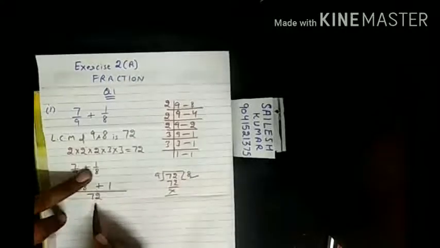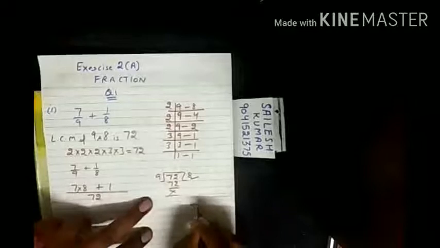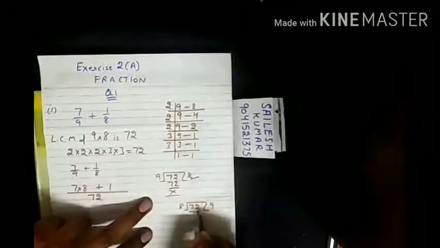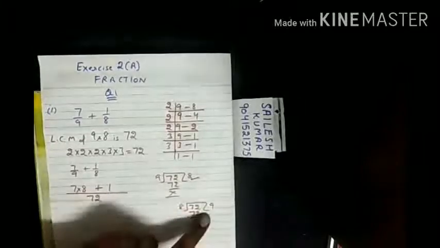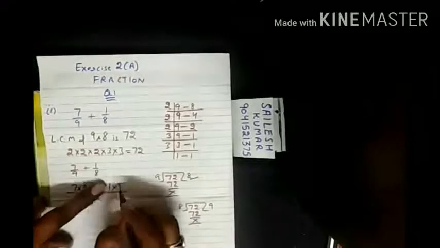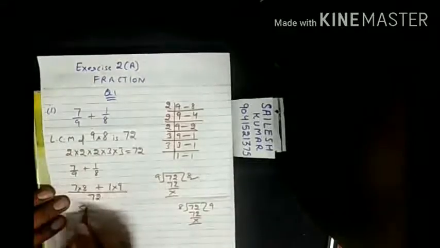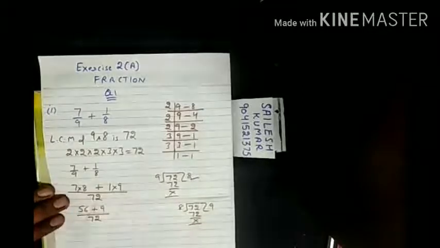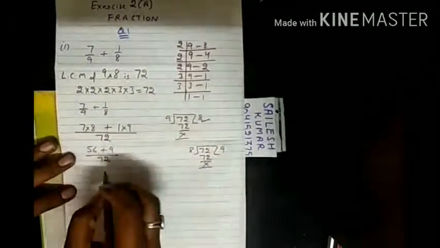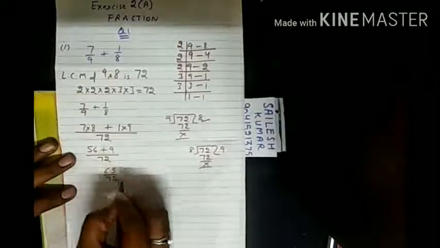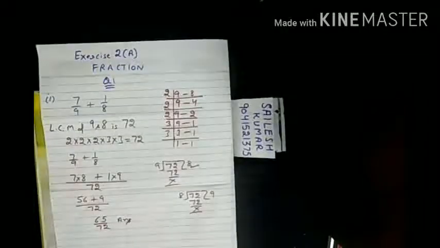Now 72 will be divided by 8. 72 divided by 8, then we are getting 9 in the answer. So 9 will multiply with the numerator, that is 1. Okay. 7 eights are 56. 1 nine is 9. And by 72. 56 plus 9, that is 65. 65 by 72. This is the answer. This was the first way, by taking the LCM.